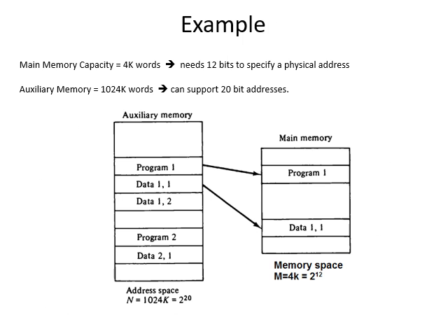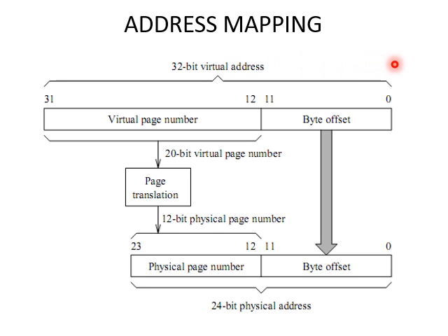This is a simple example. We are assuming that our main memory capacity is 4 kilowords. 4 kilowords means we require 12 bits to specify a physical address. And let us say our auxiliary memory or the virtual memory is 1024 kilowords. That means there are 2 to the power 20 words, and we require 20 bits to represent all these words. So our virtual address is of 20 bits and our physical address is of 12 bits. Now how do we do that?